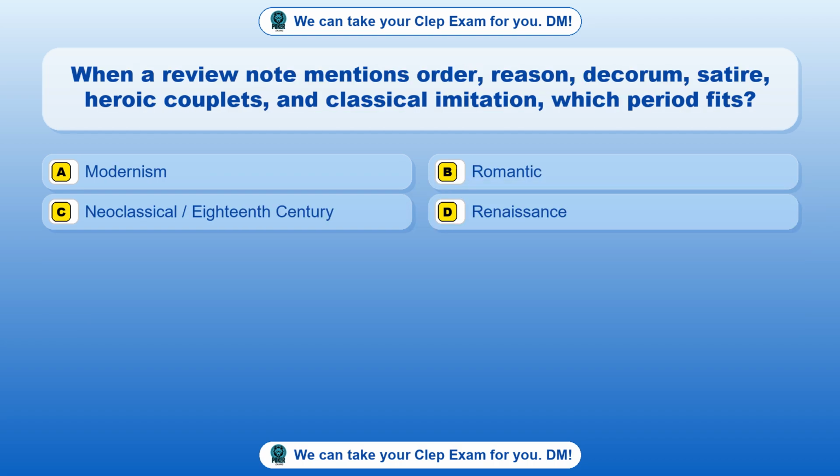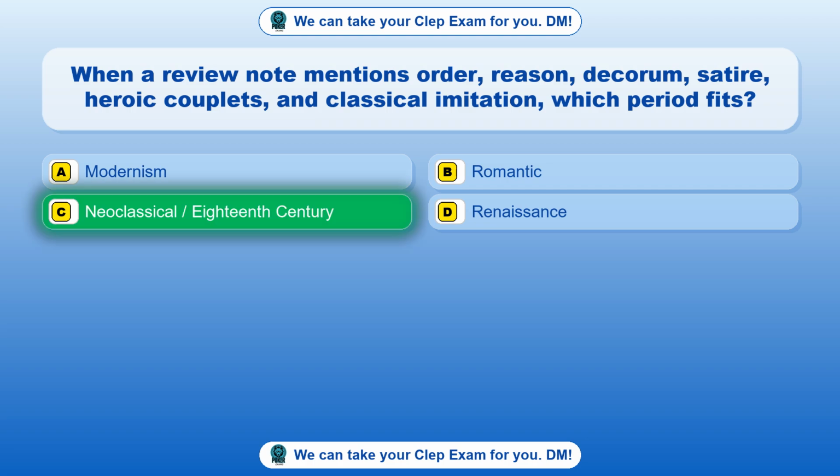Question 16. When a review note mentions order, reason, decorum, satire, heroic couplets, and classical imitation, which period fits? Option A. Modernism. Option B. Romantic. Option C. Neoclassical/18th century. Option D. Renaissance. The correct answer is option C. Neoclassical/18th century.